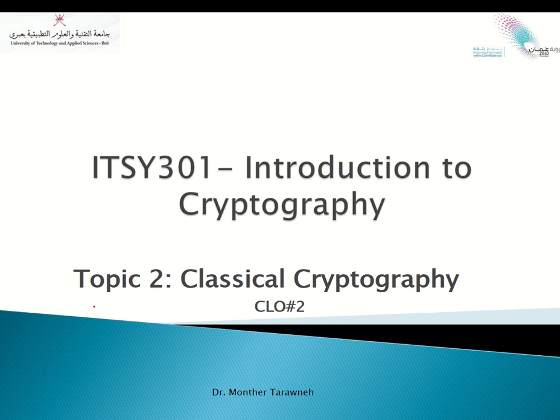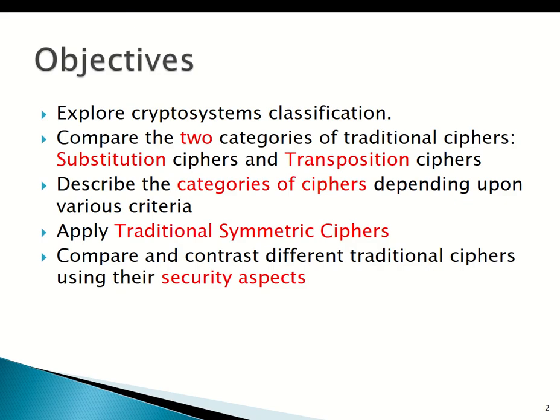Lecture number 2 in Introduction to Cryptography. Today we'll talk about classical cryptography, and this will include CLO number 2 in the course. In this lecture we will talk about cryptosystems classifications. We will compare two types of traditional cipher, substitution cipher and transposition cipher, and we will take two examples for each one.